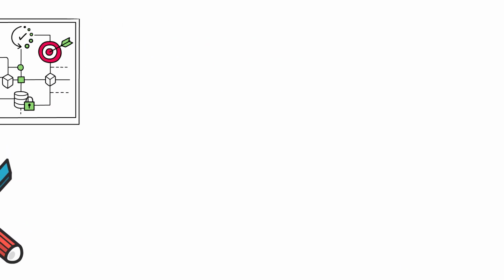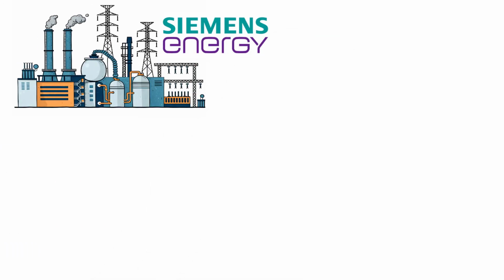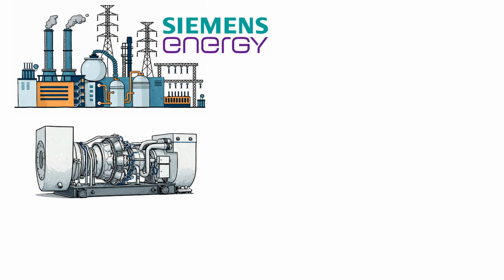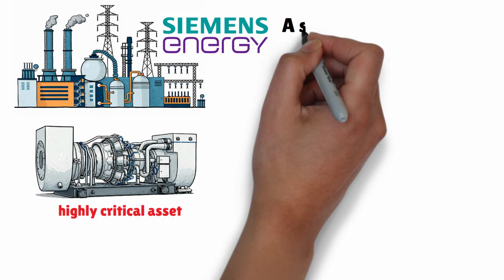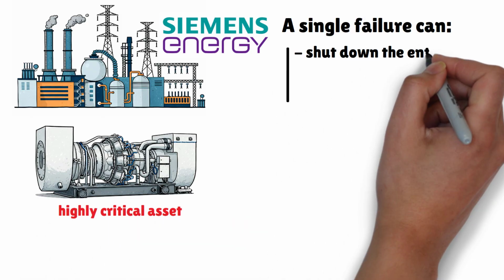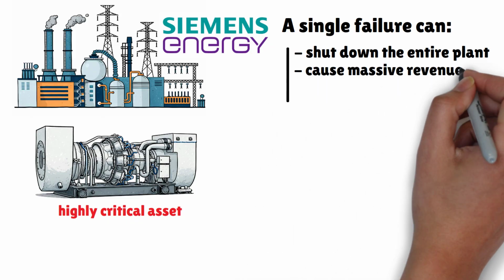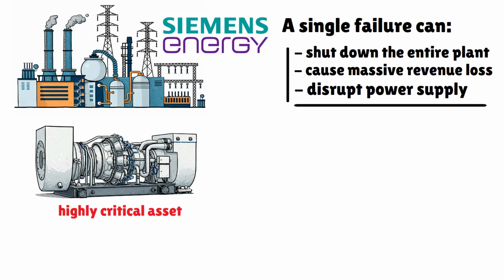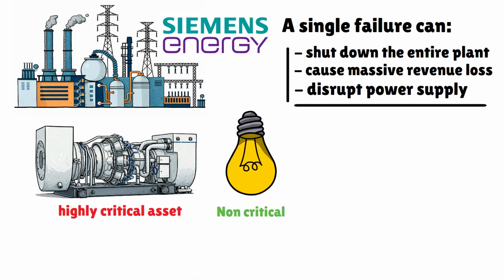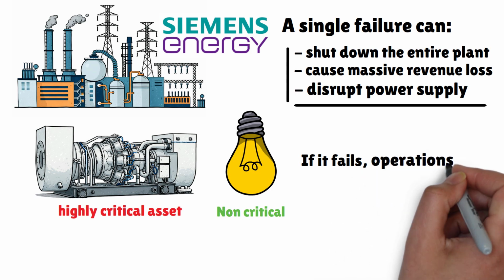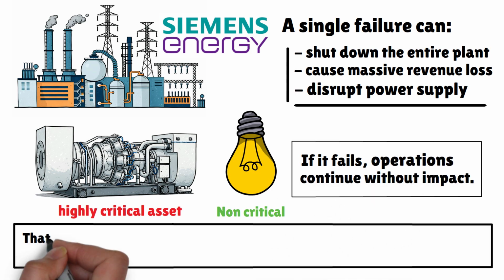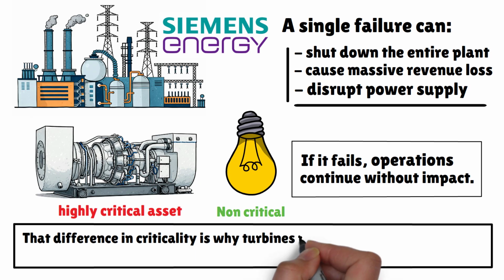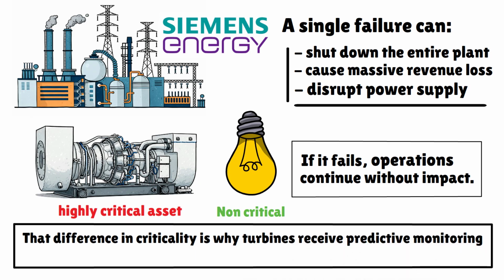For example, in a power generation company like Siemens Energy, a gas turbine is classified as a highly critical asset. A single failure can shut down the entire plant, cause massive revenue loss, and disrupt power supply to thousands of customers. In contrast, a lighting fixture in the administrative office of the same facility is non-critical. If it fails, operations continue without impact. That difference in criticality is why turbines receive predictive monitoring, while light fixtures are often run to failure.